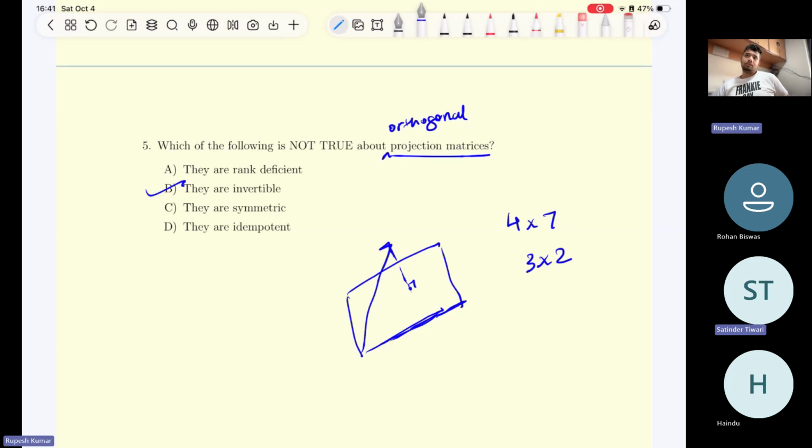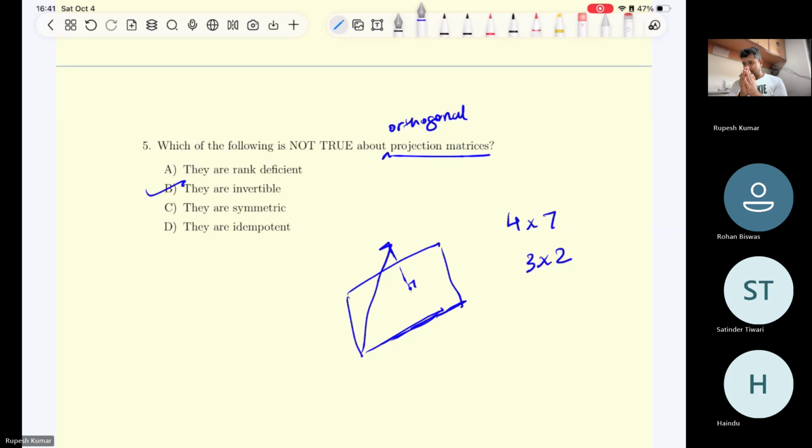So what is the definition of a projection matrix? For a projection matrix, the only important property is idempotent. If it is an orthogonal projection, then it is symmetric, right? But let's say if the matrix is full rank, then all the vectors lie in its space, unless it's a rectangular matrix, right?